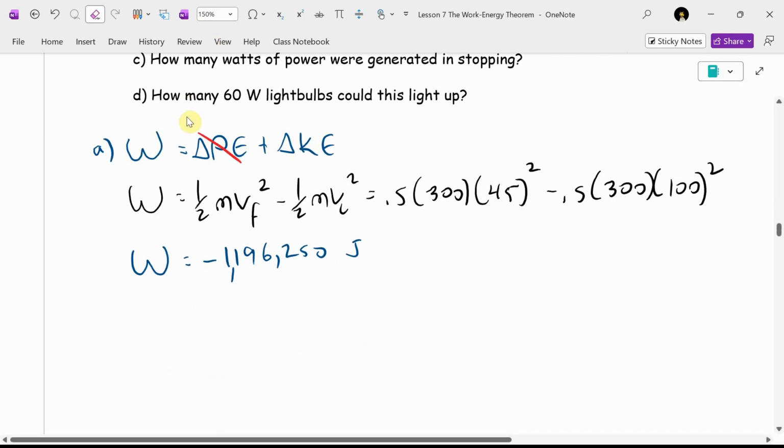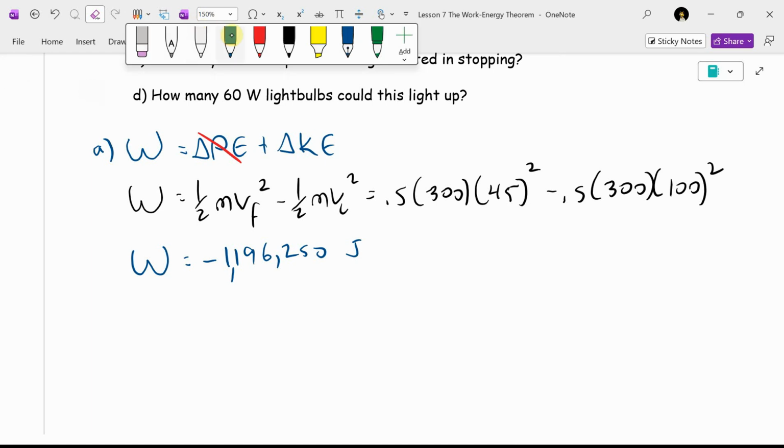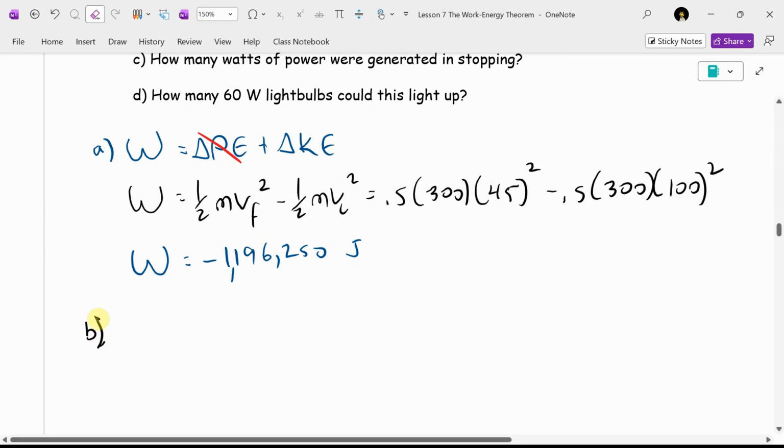B, where did that energy go? What have I been saying? Where is most of that energy wasted to? Yeah, heat.